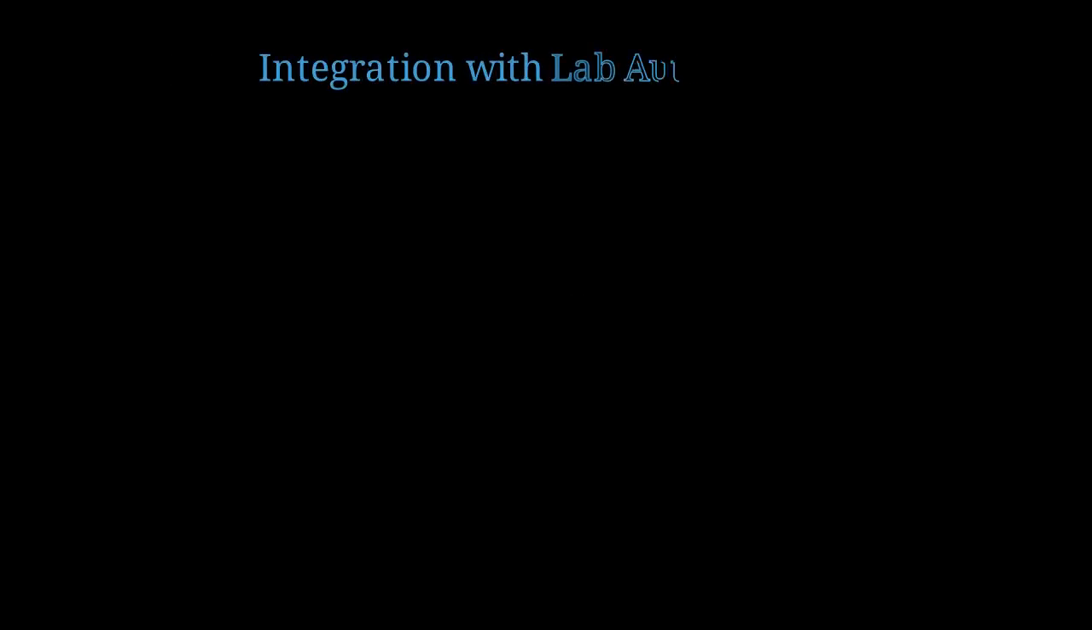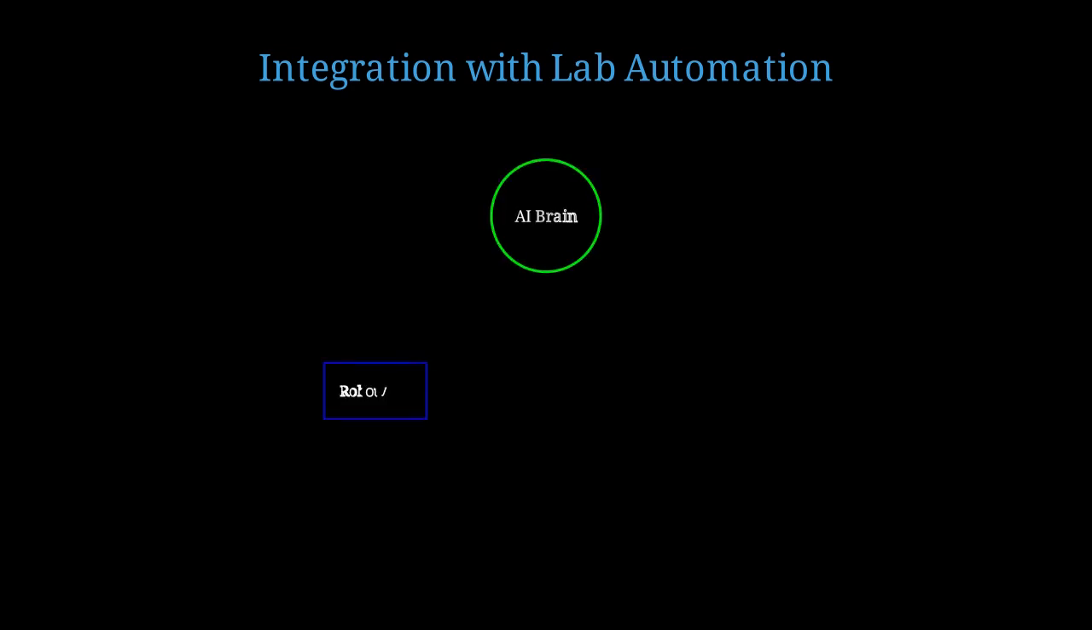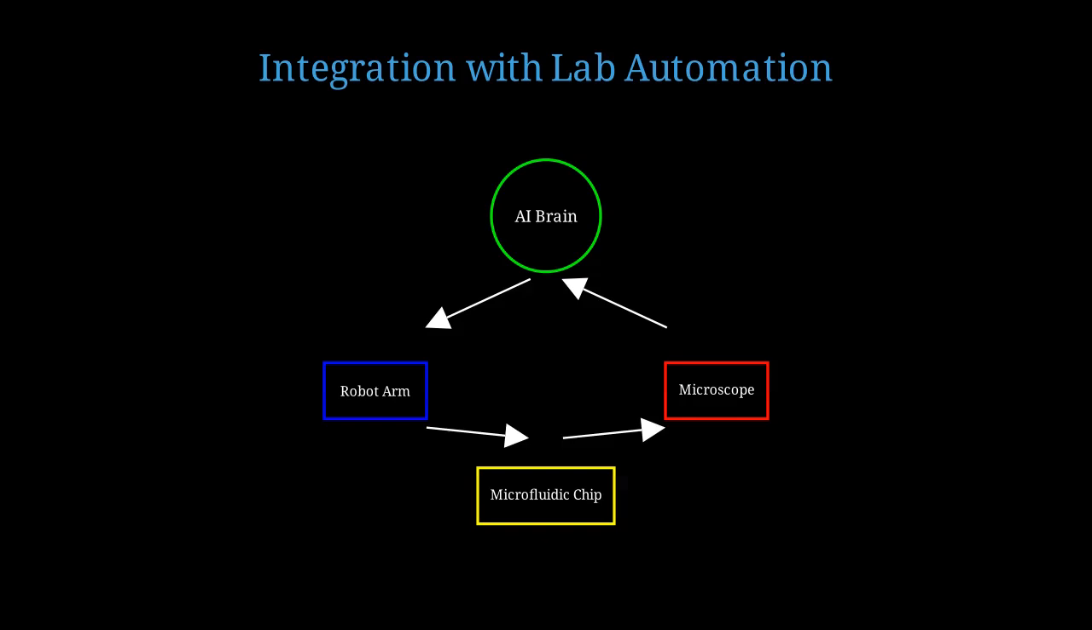The real power emerges when we integrate AI with full lab automation. This creates closed-loop systems where AI designs experiments, robots execute them, sensors collect data, and AI analyzes results to design the next experiment. Imagine a system where the AI decides which experiment to run next. A robot arm sets up the microfluidic chip, cameras monitor the experiment, and the AI analyzes the results. This cycle repeats autonomously, running experiments 24/7.